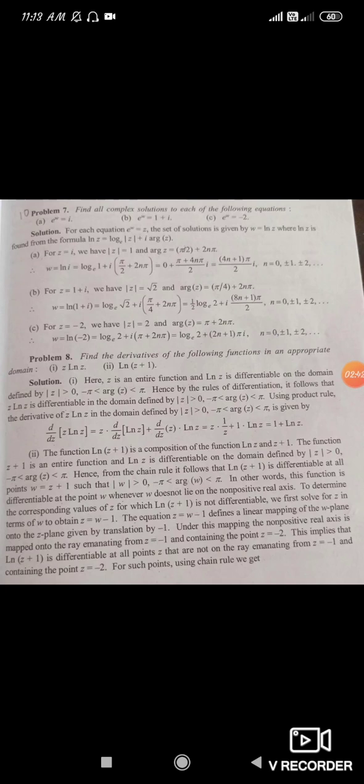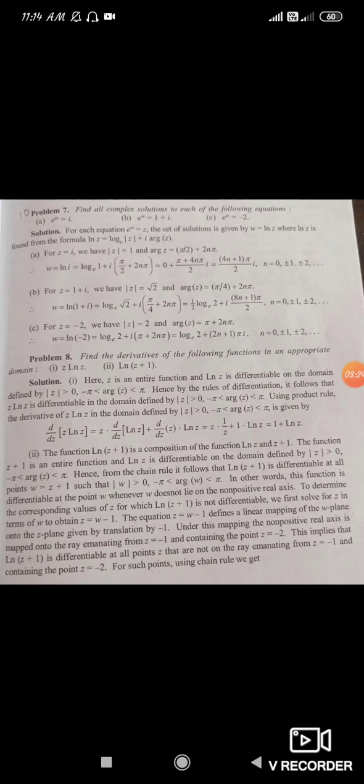Now we'll move on to problem number 8, which is: find the derivatives of the following functions in an appropriate domain. First one is z ln z. Here z is an entire function and ln z is differentiable on the domain defined by mod z greater than 0, where minus pi less than argument z less than pi. Hence, by the rule of differentiation, it follows that z ln z is differentiable on the domain defined by mod z greater than 0, where minus pi less than argument z less than pi.